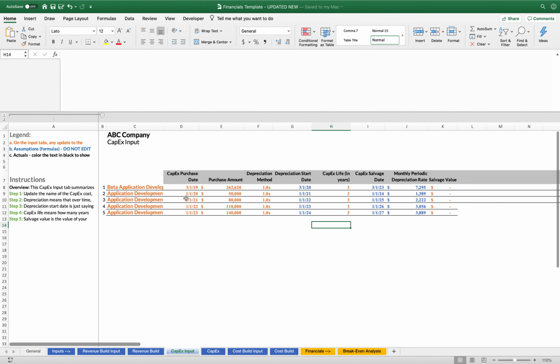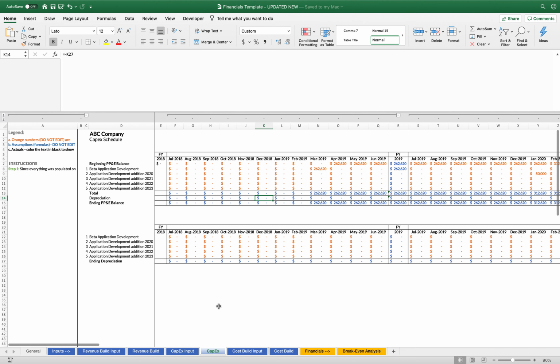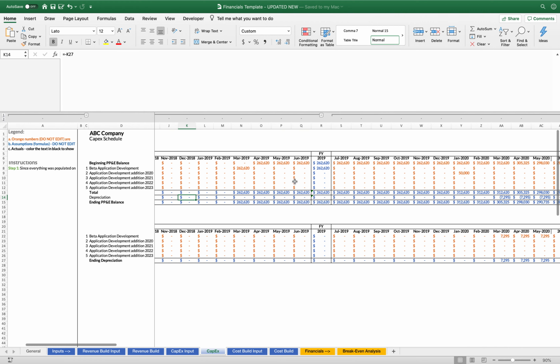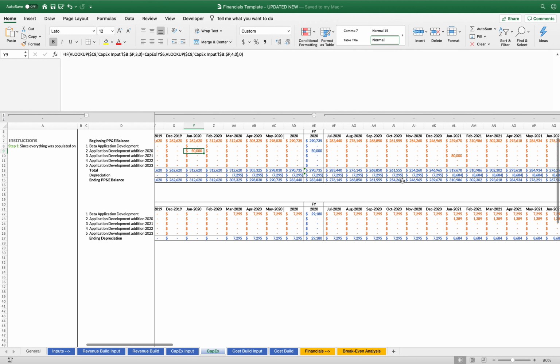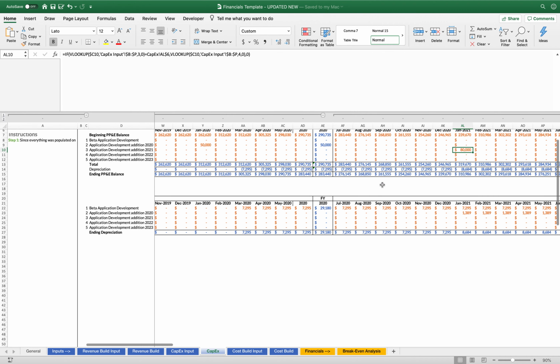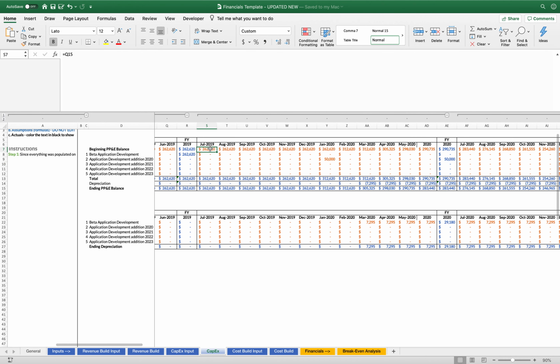Okay, so once you fill in all of this information, then you're just going to flip to this tab and it breaks it out for you. So everything up top here, these are just your application development enhancements. These are your CapEx expenditures. So you'll see this is the first one that we have for beta. This is the one that got added in 2020 for 50,000. This is the one for 80,000. And this is just the beginning balance.